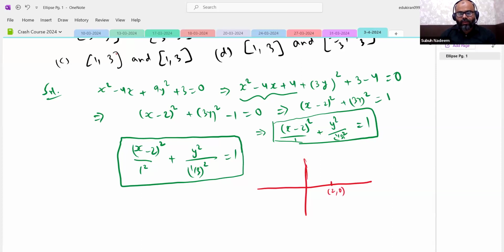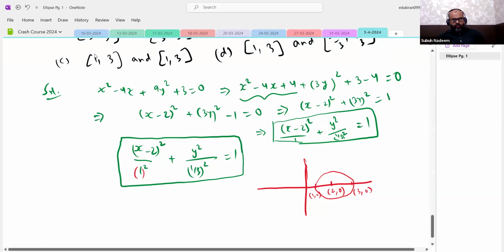And the ellipse is like a is 1. So it will have one vertex at (3, 0) and another vertex at (1, 0). It will go like this, the ellipse. (2, 0) is the center of the ellipse, because y minus 0 is there, x minus 2 is there, and a is 1. So 1 unit left of 2 is the vertex, 1 unit right of 2 is the vertex.